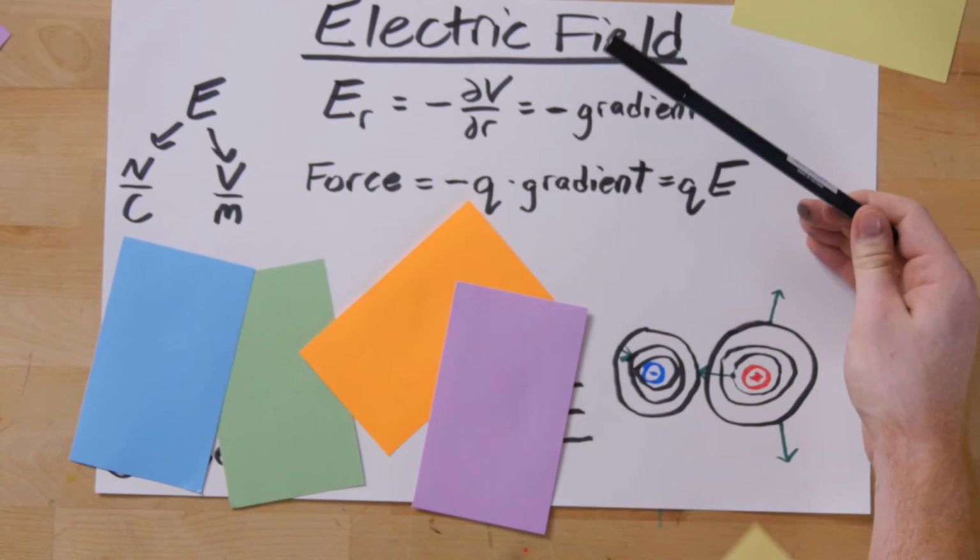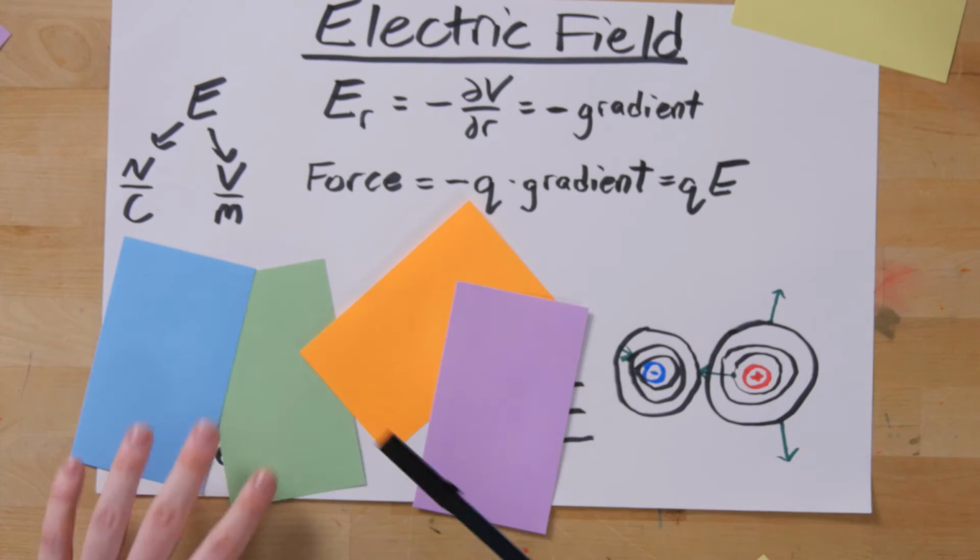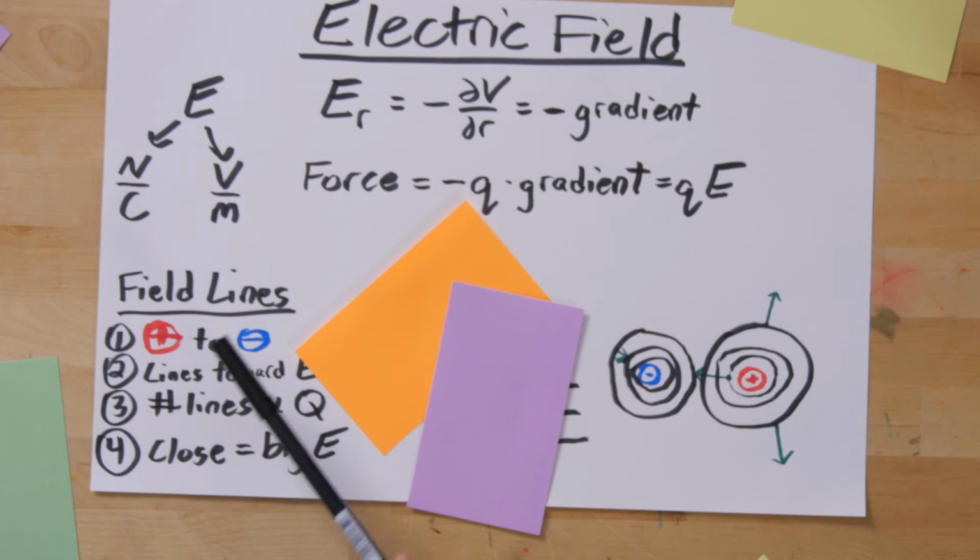Now, when we draw electric fields on contour maps, they use the exact same rules that we saw for our gradient. However, they now point in the opposite direction. However, we typically don't look at contour maps. Instead, we use field lines. And for field lines, we have 4 different rules to keep in mind.